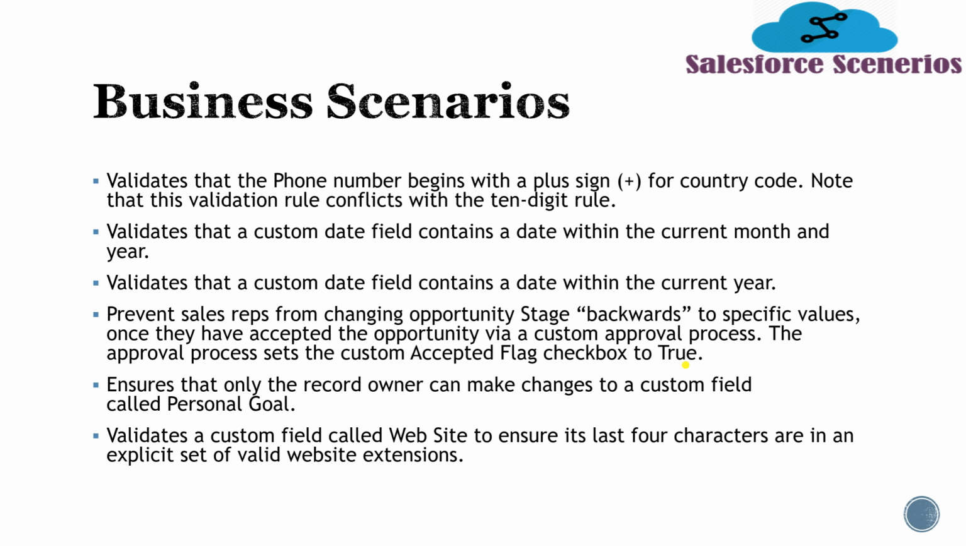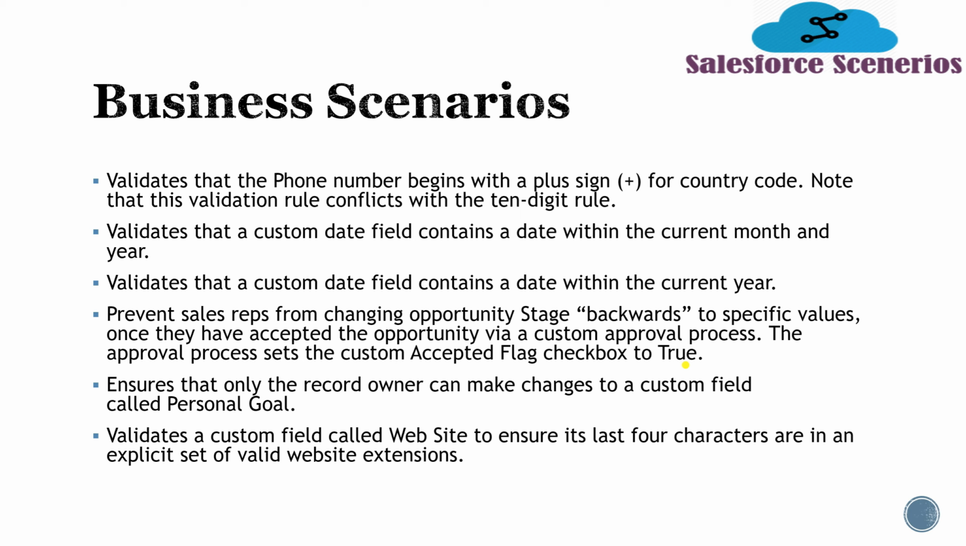Validate that a custom date field contains a date within the current month and year. Validate that a custom date field contains a date within the current year as well. Prevent a sales rep from changing the opportunity stage backward to specific values once they have accepted the opportunity via a custom approval process. The approval process sets a custom accepted flag checkbox to true.